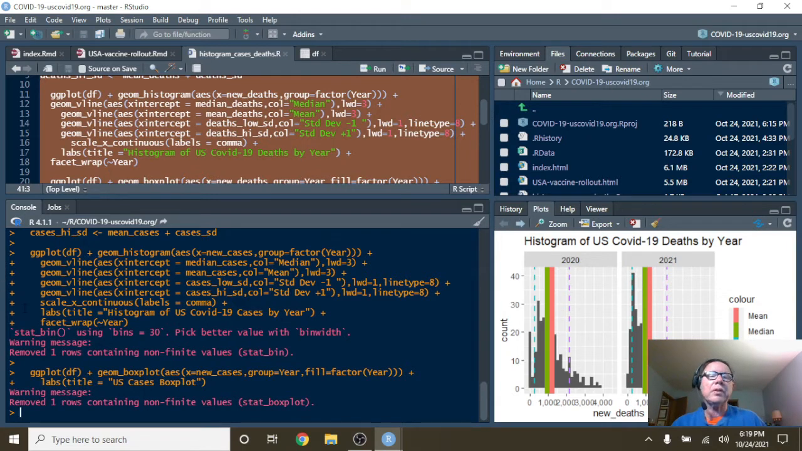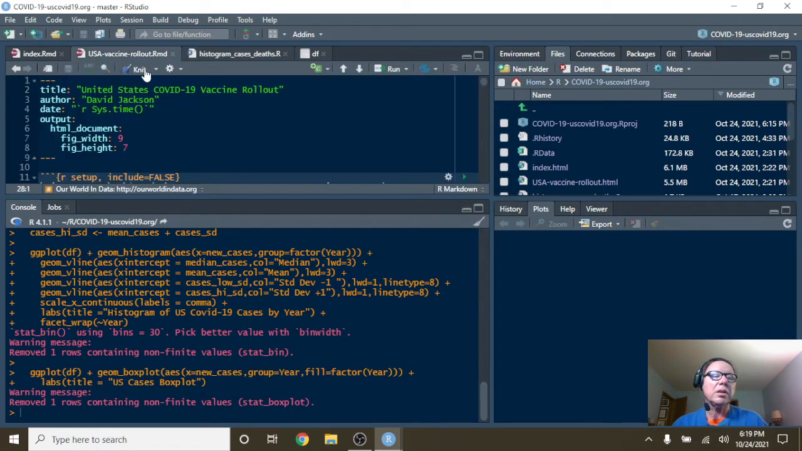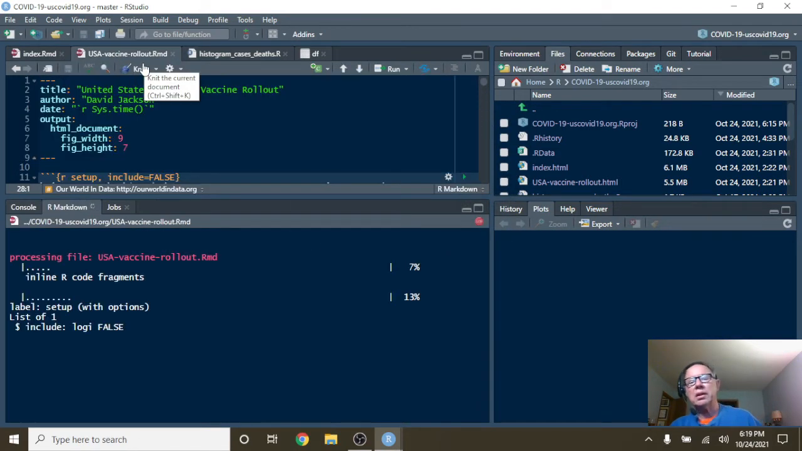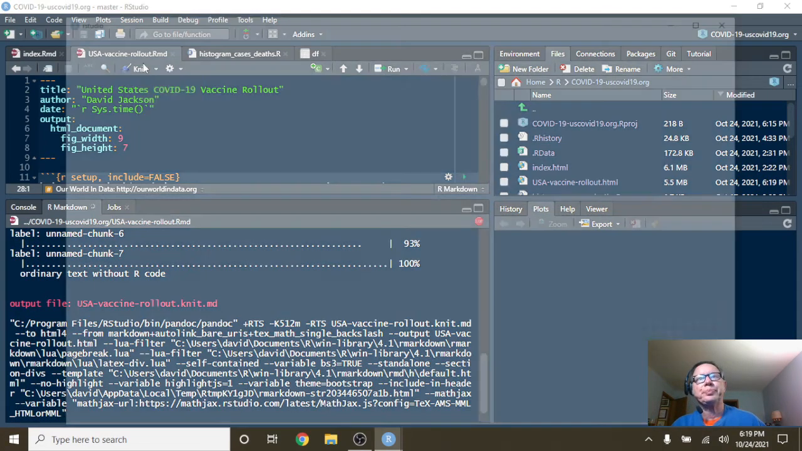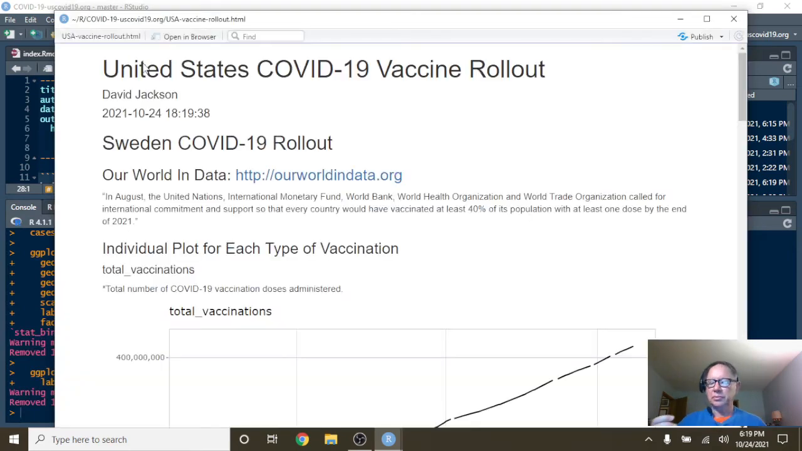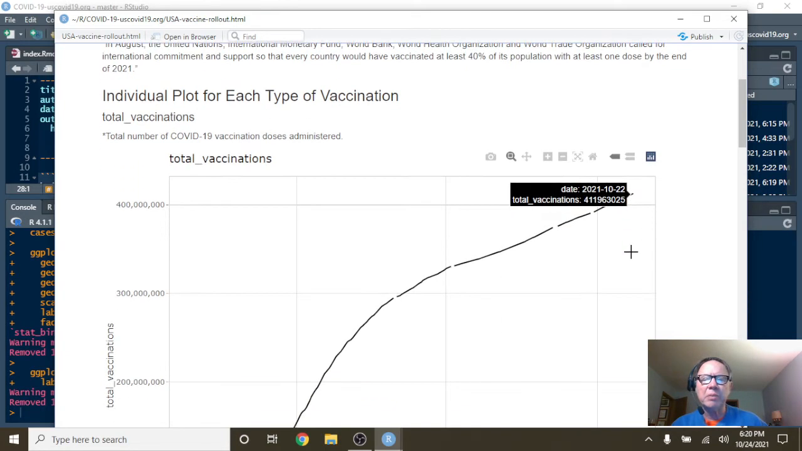Okay, so that takes care of the first part of our numbers. If you're into that type of distribution data, there you go. So now let's take a look at our vaccination data for the U.S. If you look at the U.S. total vaccination, this is the total number of doses administered. So far in the U.S., 411.9 million doses have been administered.